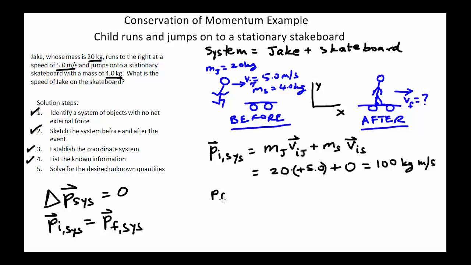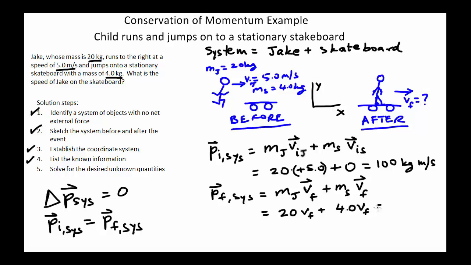The final momentum of the system would be the mass of Jake times the final velocity of Jake, which I'm simply going to write as Vf, because Jake and the skateboard both share the same final velocity, so we don't have two unknowns here, it's just one. So we'll just call it Vf. And then for the skateboard, we have the mass of the skateboard times its final velocity, which is also Vf. Putting in the values, I've got 20 times Vf plus 4 times Vf, which gives me 24 times Vf.